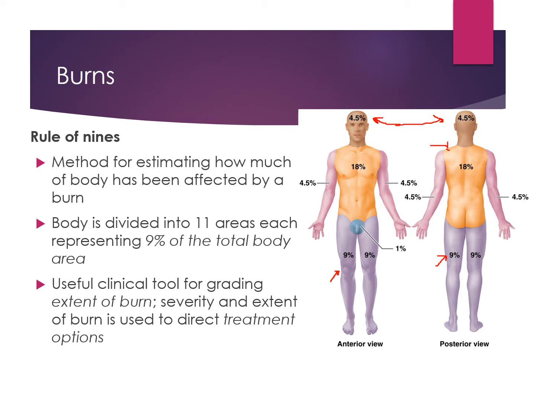So for example, if you get a patient and that patient has burns all over their chest, then you would say they have 18% burn coverage. Or if the person had burns all over one arm, and let's say one part of their leg, let's say they burned scalding water all over their arm and over the front of their leg, then the arm would be 9% and the front of the leg would be 9%, so you would say that's 18%.